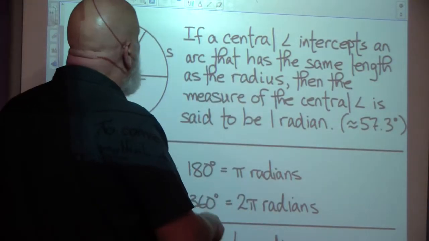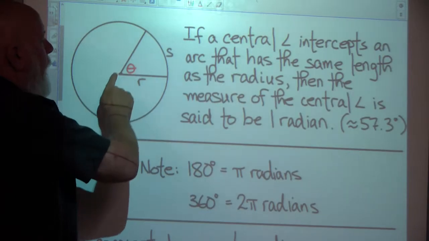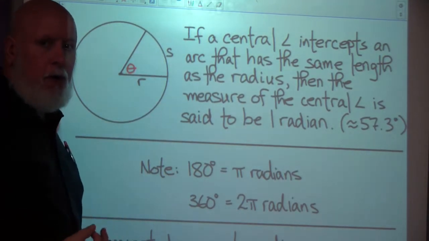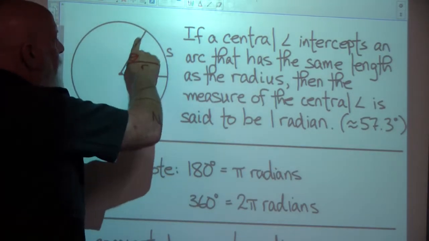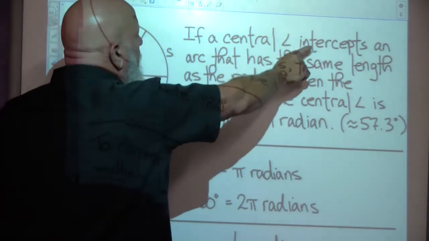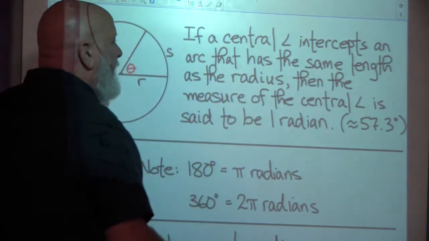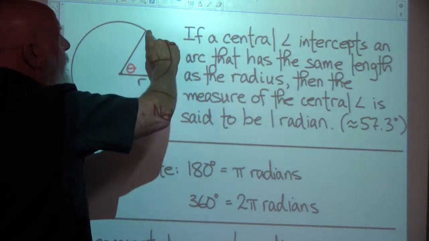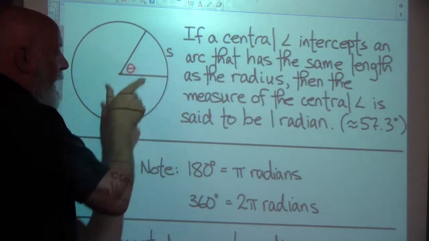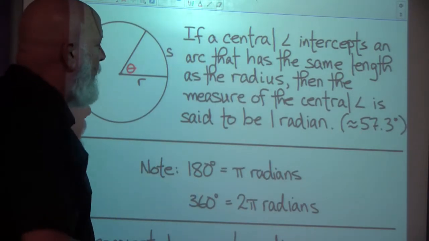If a central angle, now remember from geometry, a central angle is an angle that has its vertex at the center of a circle. That's a central angle. And it intercepts an arc of the circle. So it says if a central angle intercepts an arc that has the same length as the radius, that means if I were to cut this arc out and straighten it out, it would be exactly the same length as the radius. That's what that means.